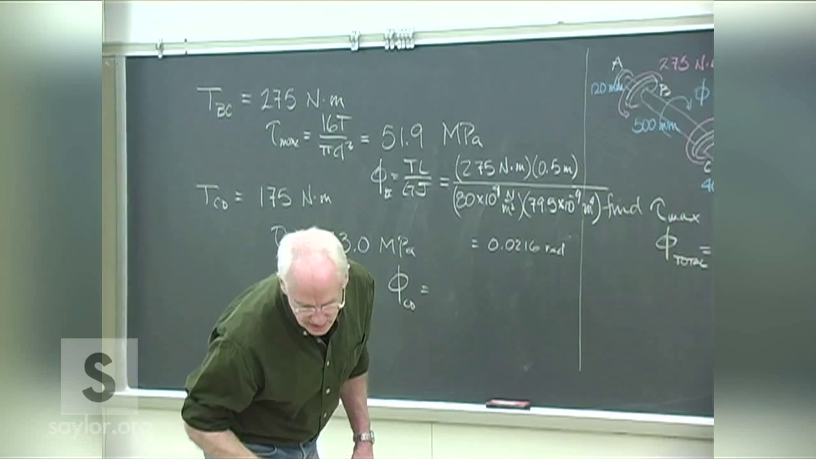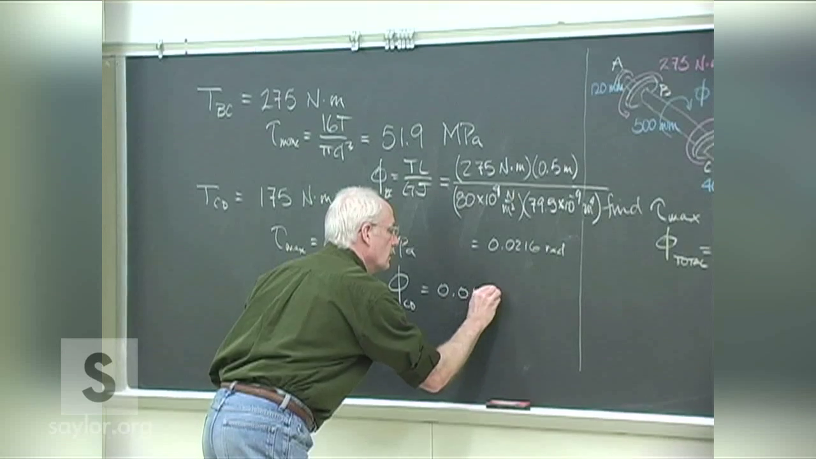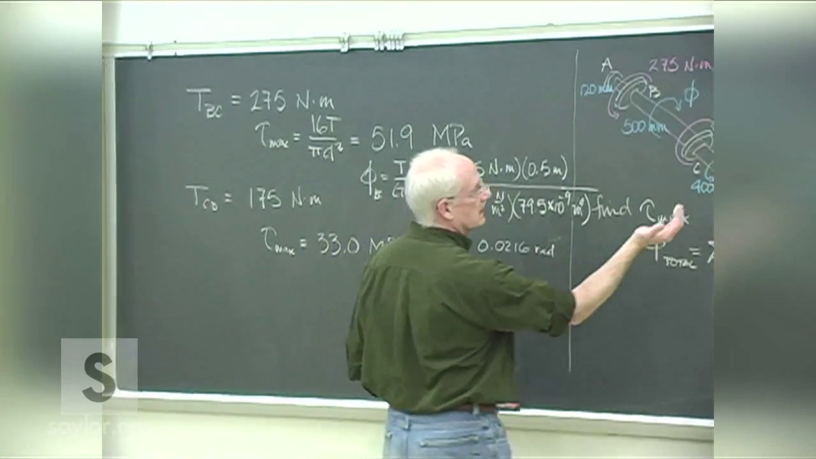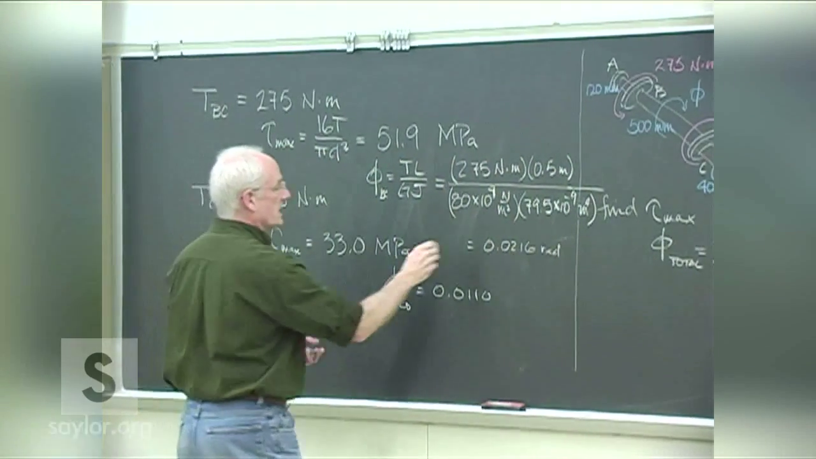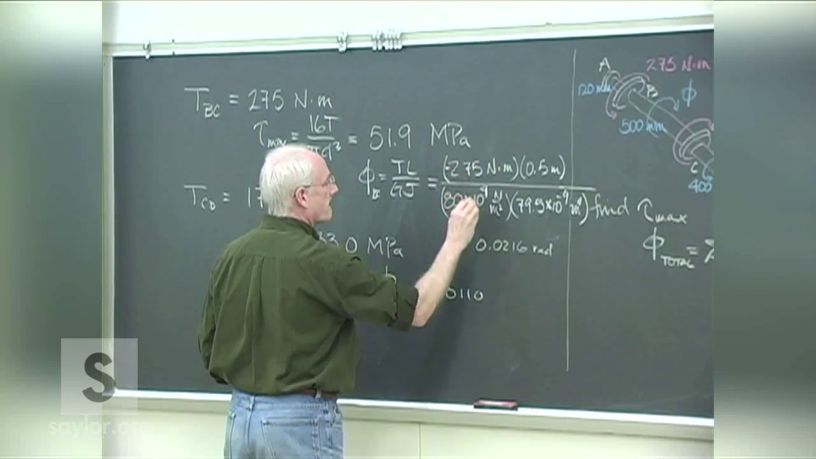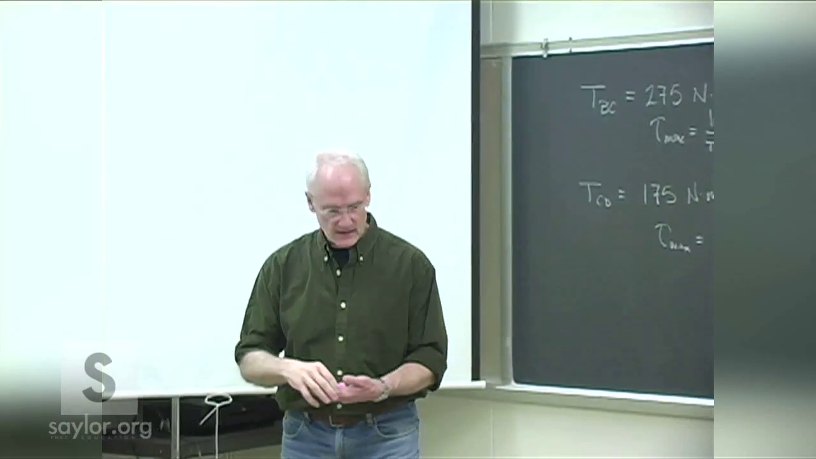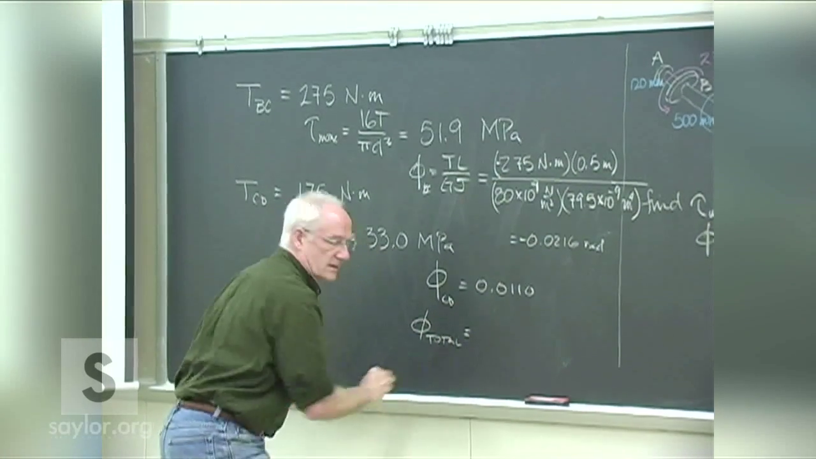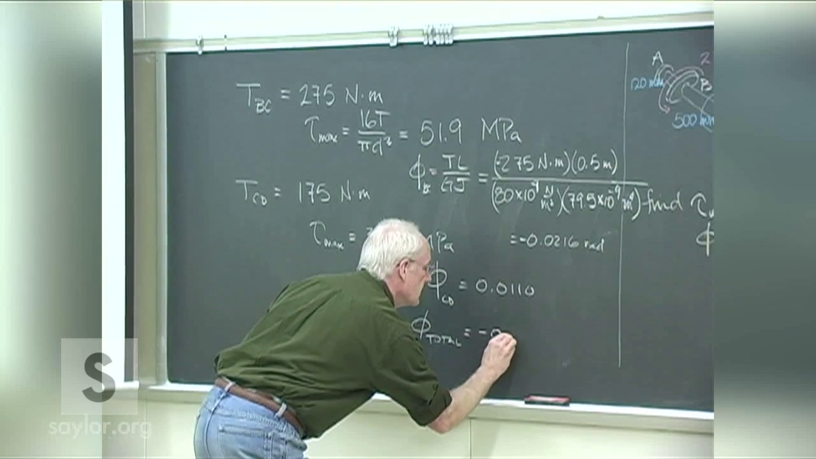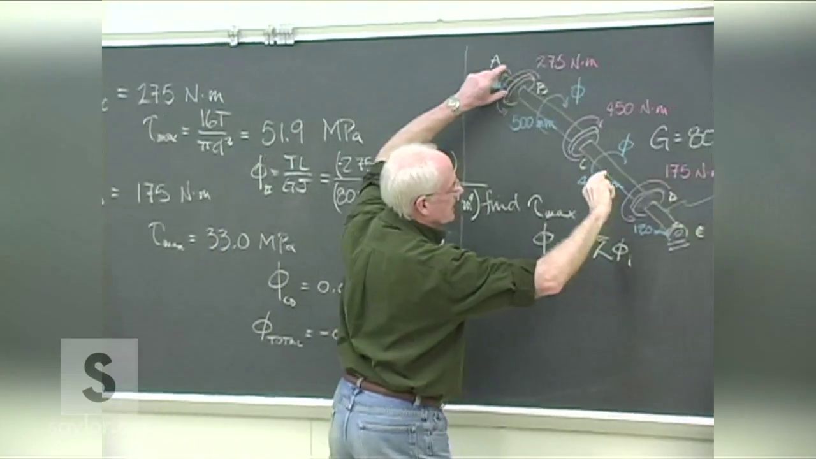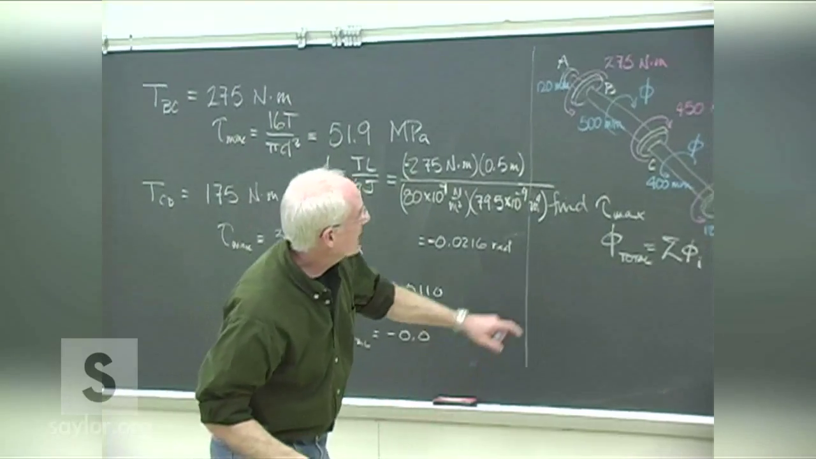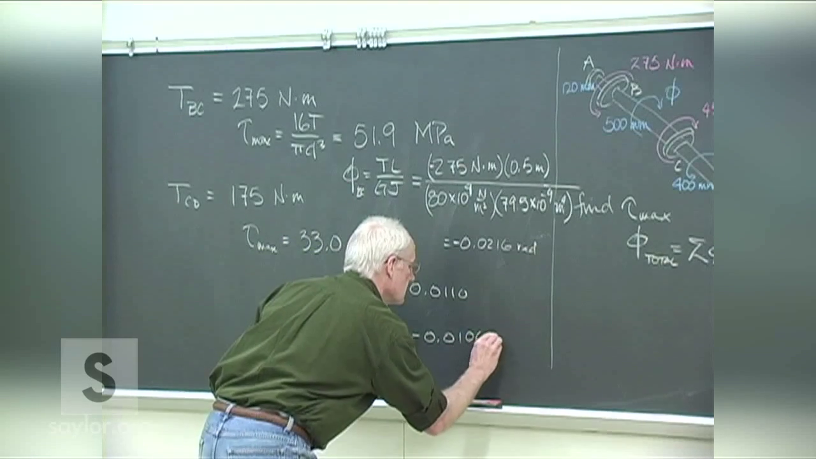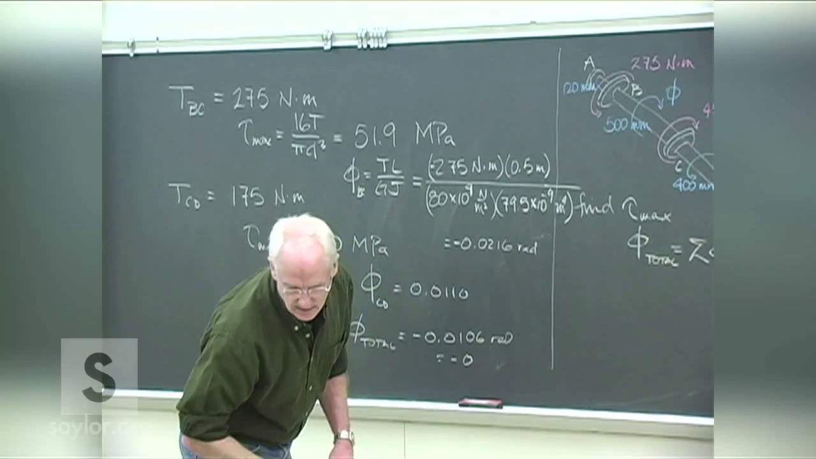Okay. And in the opposite direction, 0.0110. So maybe if we call that the positive direction, that would make this first one negative. And then they add together to give a deflection. They cancel each other a little bit. We still get some in the negative direction, so we know that end to end there's going to be a little bit of a twist in the direction of the middle torque. 0.0106 radians, or about minus 6/10 of a degree.